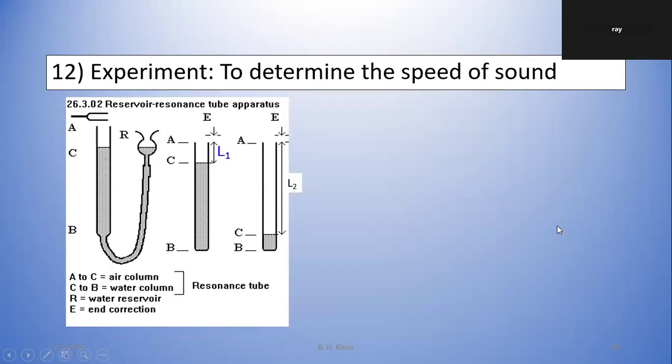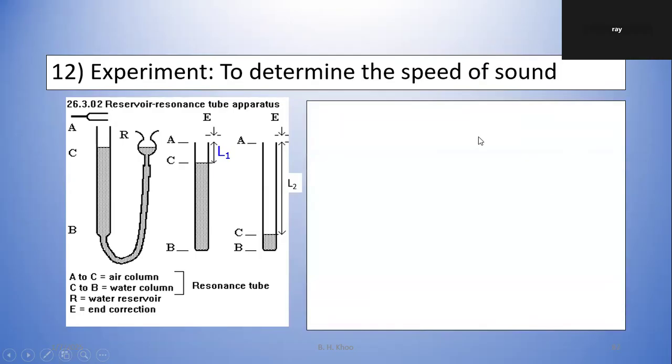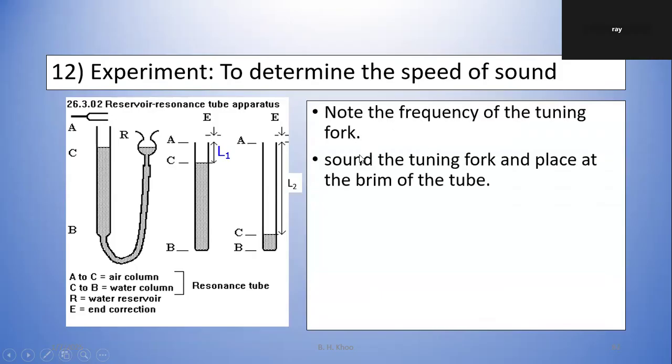Experiment to determine the speed of sound. This is a tube there. That's the first one, L1. First, you take it up so that it's filled up. Use a tuning fork, we look at the note easier. Note the frequency of the tuning fork. Sound the tuning fork and place it at the brim of the tube. You just hit it on the table. Then you lower. This is the air column. This is a closed tube. This is the reservoir.